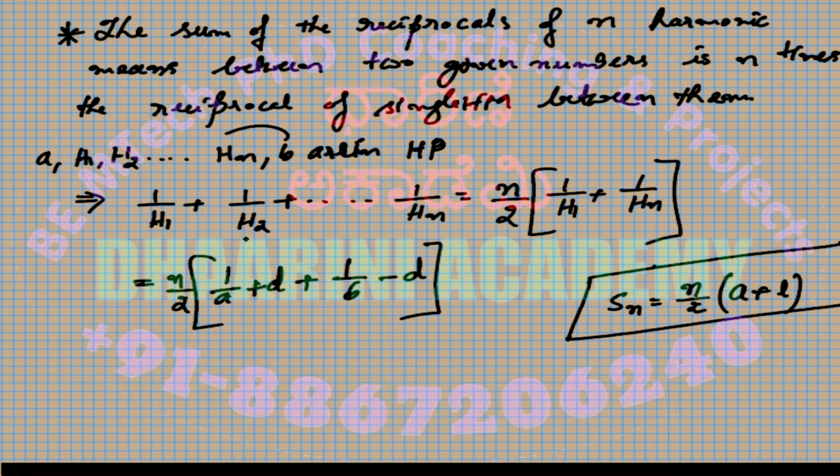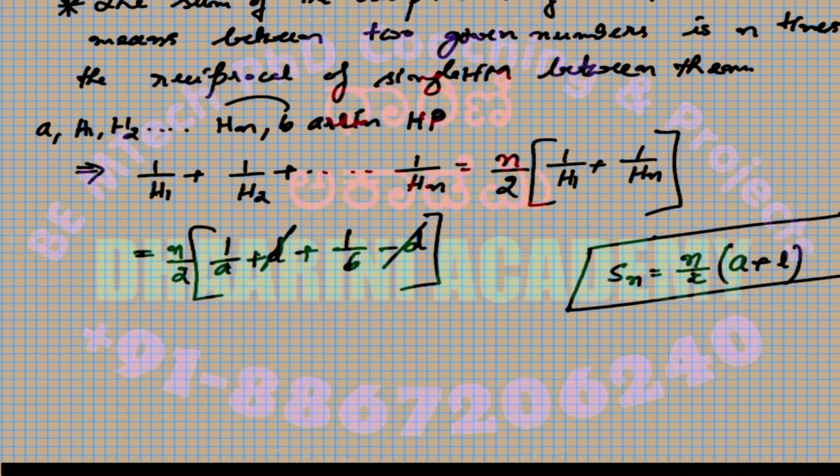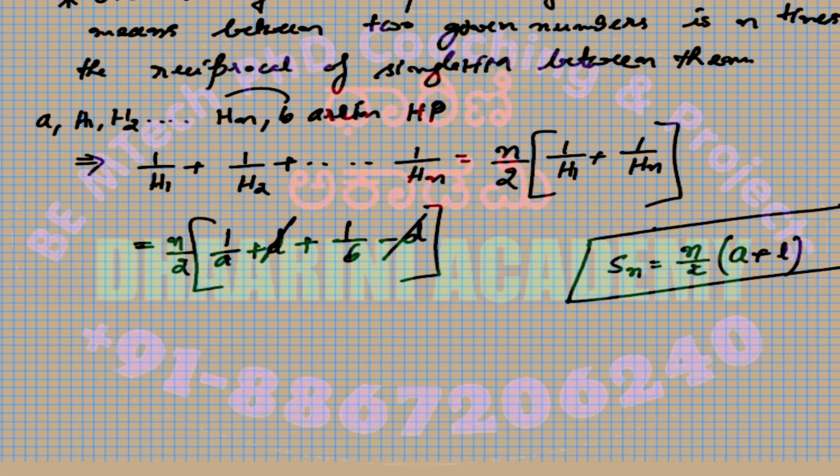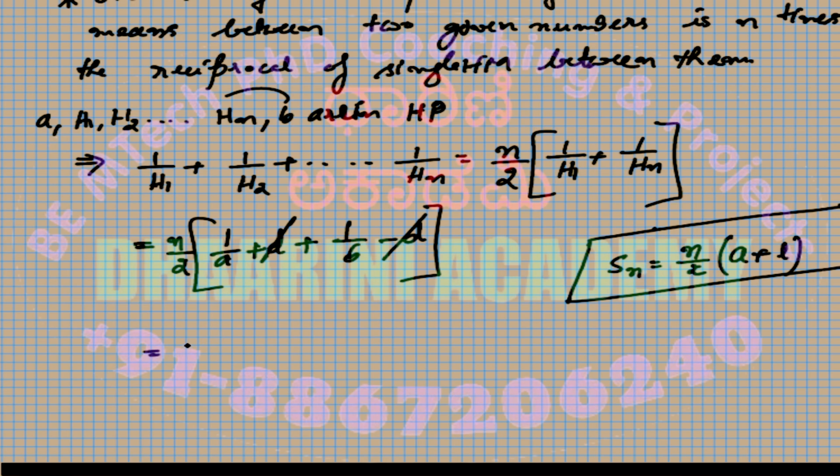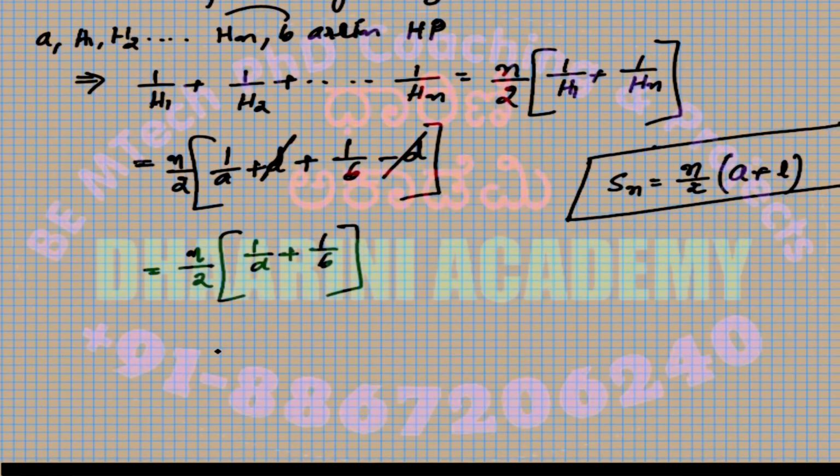Now the D will cancel, this and this will cancel. So I'm having the term like, okay, let me simplify and write first. So this looks like n by 2 into 1 by A plus 1 by B. All right, what I do now, I'll try to write this itself equal to n divided by 2, and I bring 1 by A plus 1 by B to the denominator of denominator. So this is 1 by A plus 1 by B.